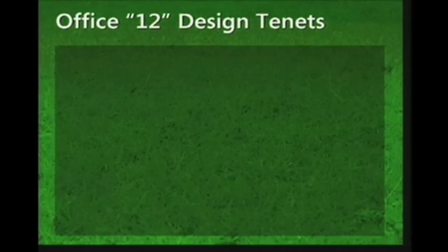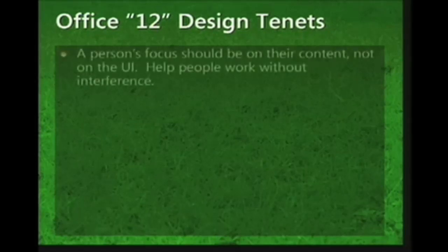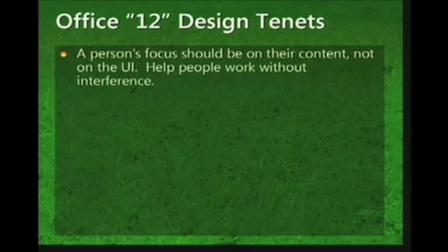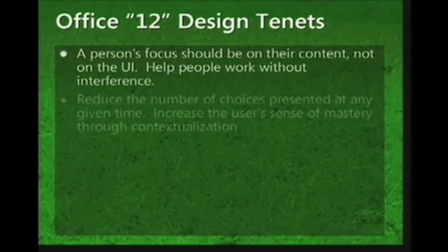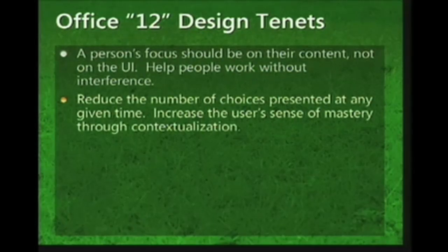So starting over with a clean slate, the very first thing we did was write down our design tenets. These were our rules, right? These were the six things we believe in as the Office design team. First one is to focus on the document. There's too many places where UI pops up in Office 2003 and takes your focus away from what you're working on. So we always ask, is it worth taking this pixel away from the user? Right? Because that's what we're doing. Anytime we build UI, we're distracting from the task at hand. So is it worth stealing this pixel from the user? Working without interference is something that we talk about a lot.